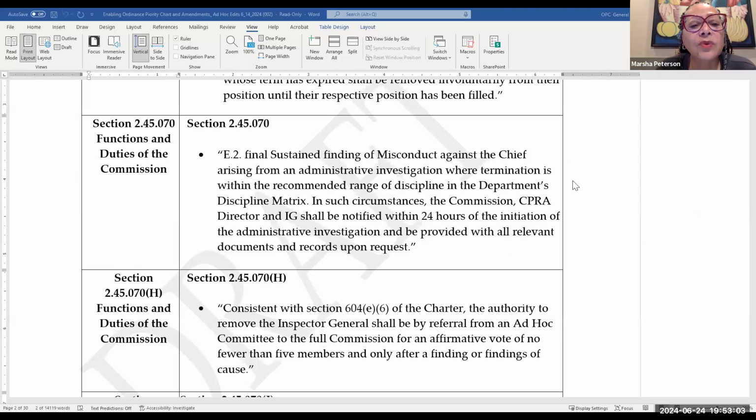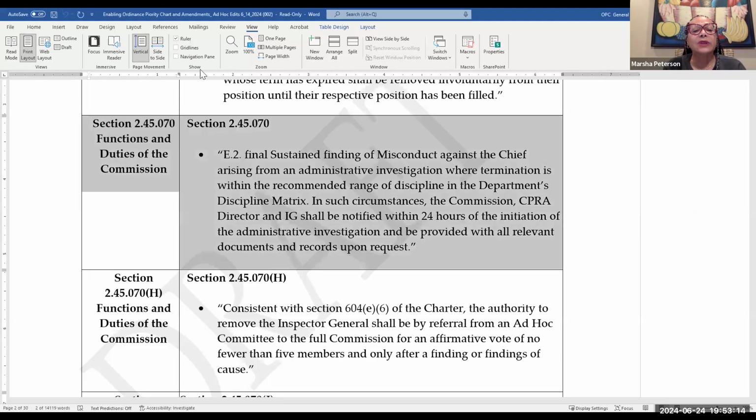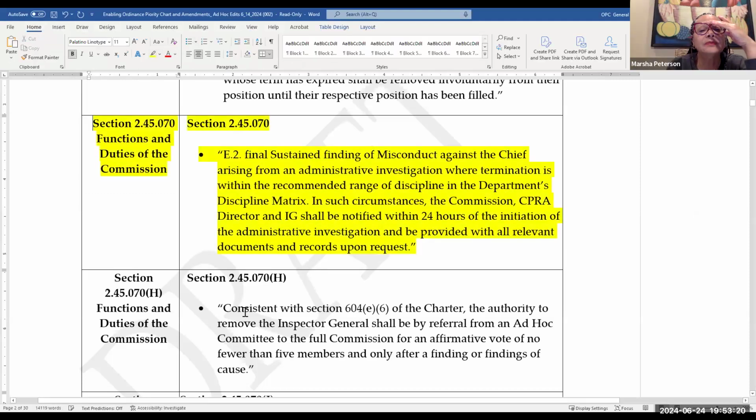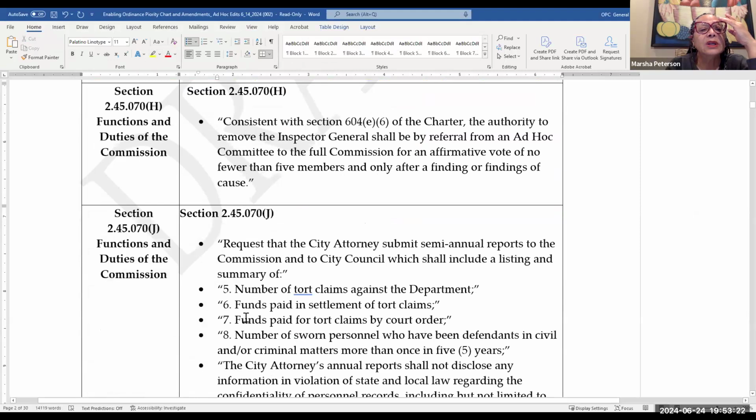So what are we trying to do with this? So should we just yellow this and just come back to it after we look at 2.45.070? I would say so. Okay, so let's move on. We're coming back.